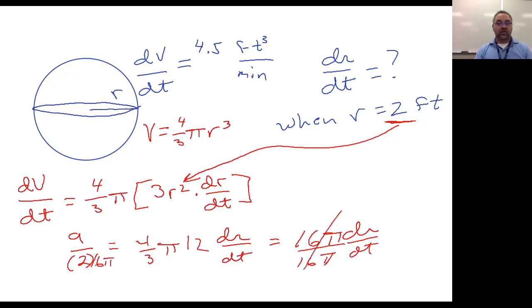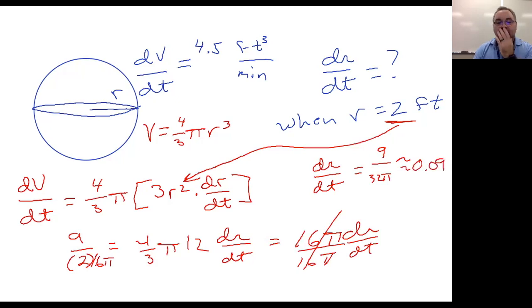And there's your dr/dt. What is that? 9/32π. Okay, that's approximately 0.09.